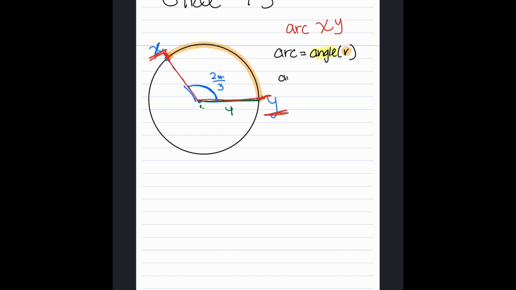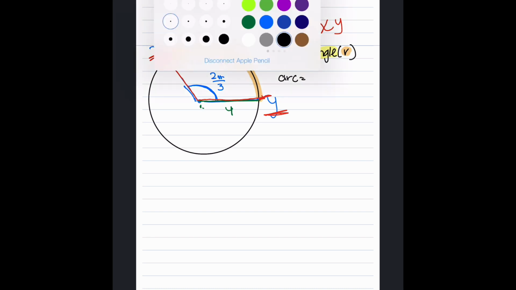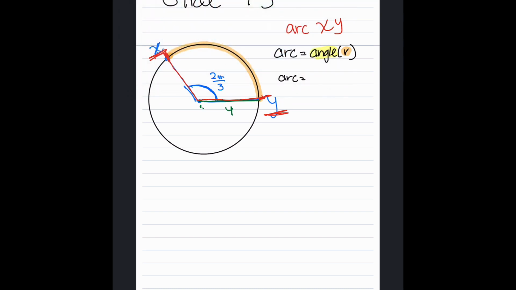You can say that the arc is equal to, the angle is this angle here, 2 pi over 3. And the radius is 4. And notice we're not cutting this in half like we were the diameter a few problems ago, because it only goes halfway of the circle, center to the outside. We don't have to cut it in half. It's already halved.